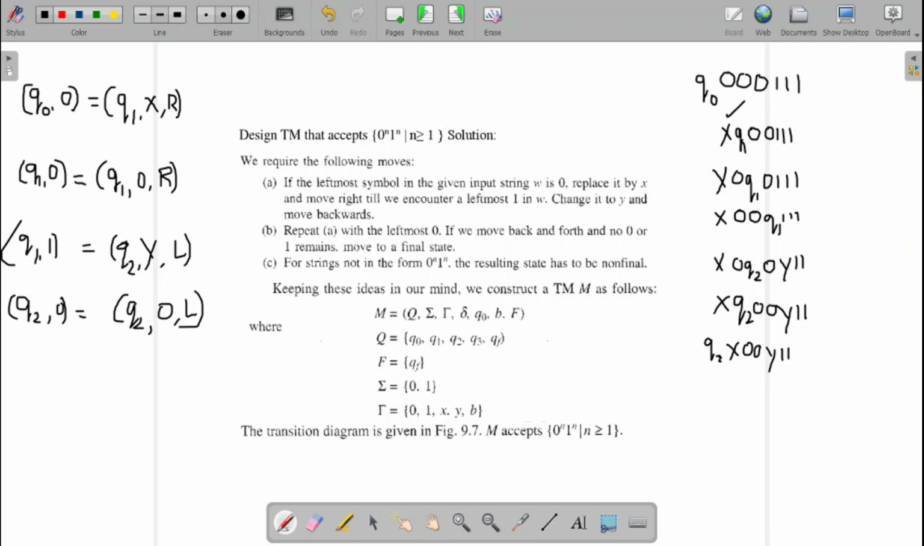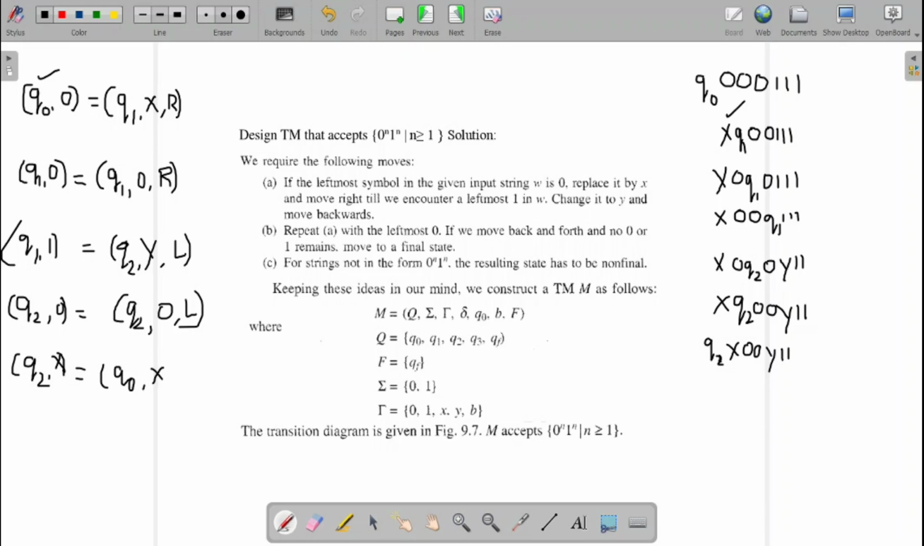Now I have Q2 on X. Means I have reached the left end. I need to reset back to set 0 to X. Which state will set 0 to x? That is the state Q0. That is Q2 on x, I need to reset back to Q0.